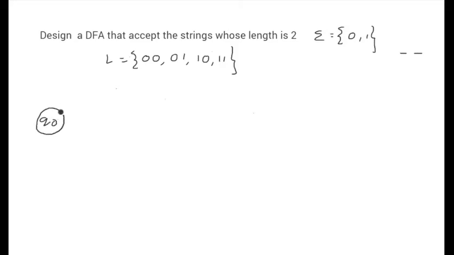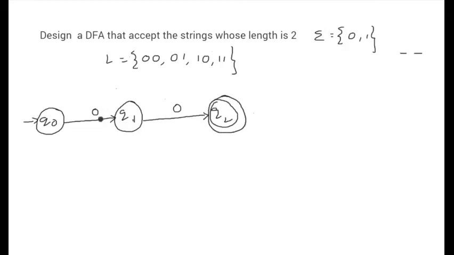Q0 is the starting state, and Q0 on 0 moves to the state Q1. Q1 is a non-final state since 0 should not be accepted by the finite automata. Q1 on 0 moves to the state Q2, and Q2 must be the final state because 0, 0 must be accepted by the finite automata.